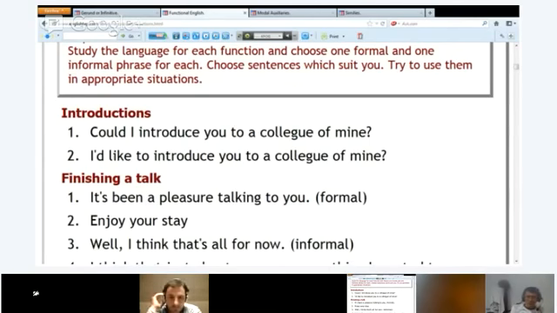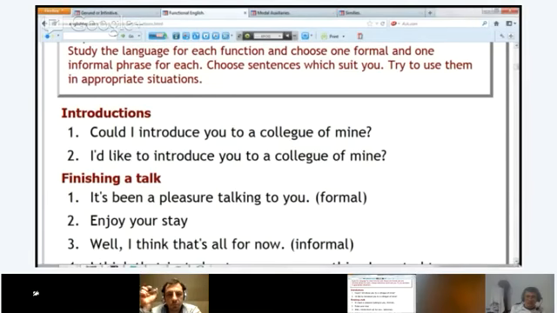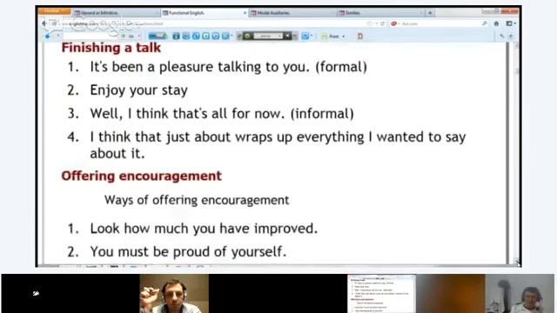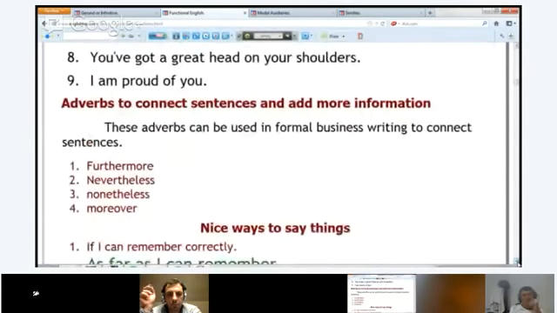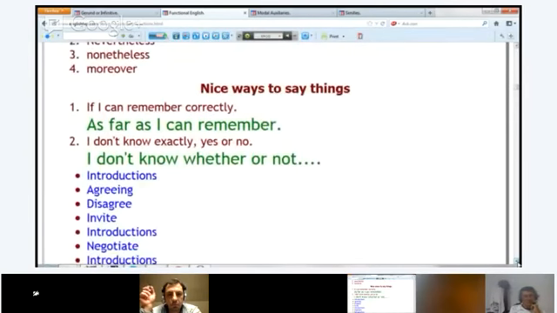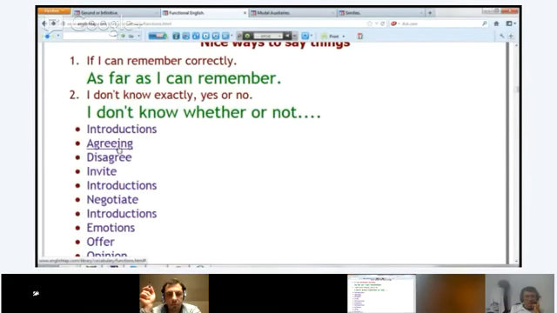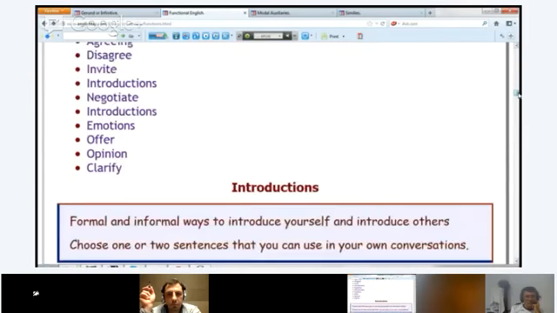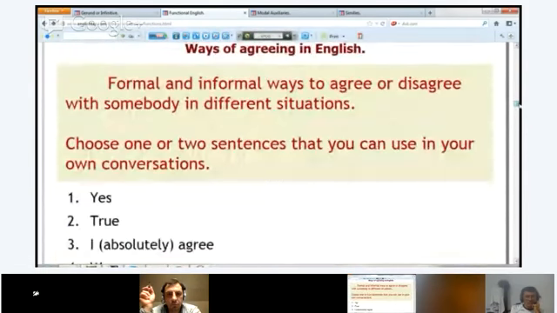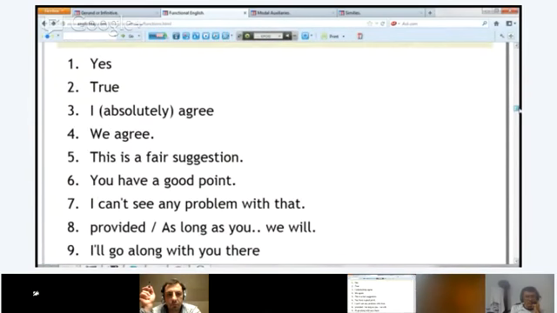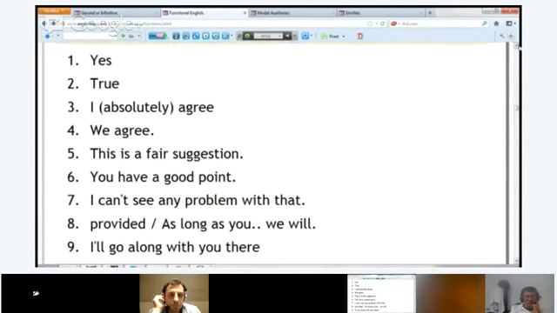So sometimes we have so many different possibilities. So I'm going to move down to one of the more common functions now. So introductions, finishing a talk, offering encouragement. I'm going to move down to agreeing. Whoops, what happened there? That didn't seem to jump very well. Don't know why. Let's go down to it then. Ways of agreeing in English. So we've got just basic ones like yes, true, I agree. Sure. So let's have a look down these and see if we can add some more.